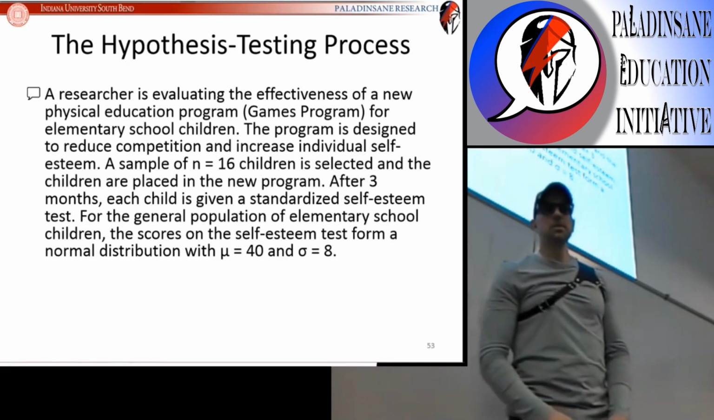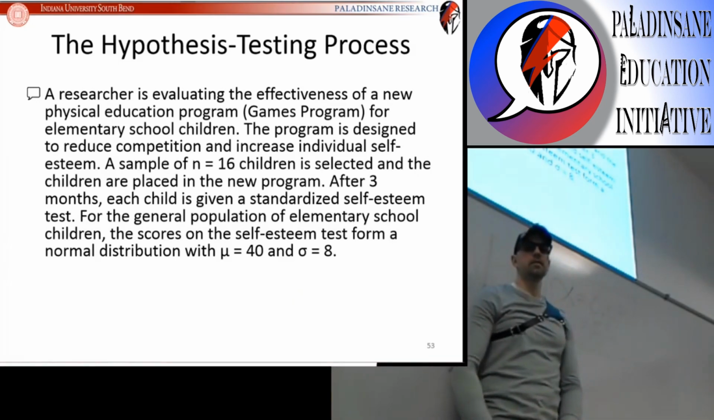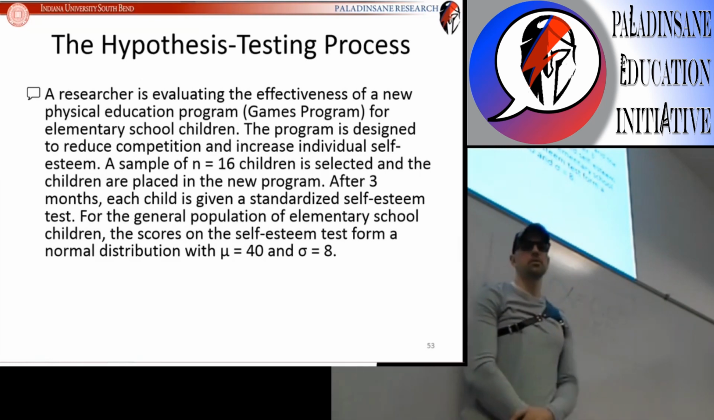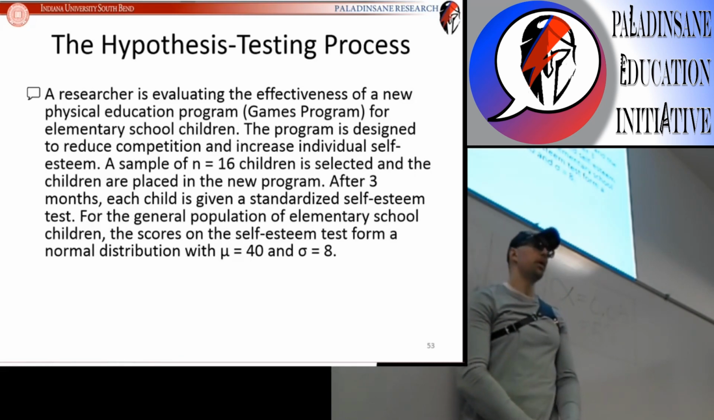We got the description. A researcher is evaluating the effectiveness of a new physical education program, a games program, for elementary school children. The program is designed to reduce competition and increase self-esteem. A sample of 16 children is selected, and the children are placed in the new program. After 3 months, each child is given a standardized self-esteem test. So first off, if you read this, your critical thinking brain should be going haywire, going, why after 3 months?